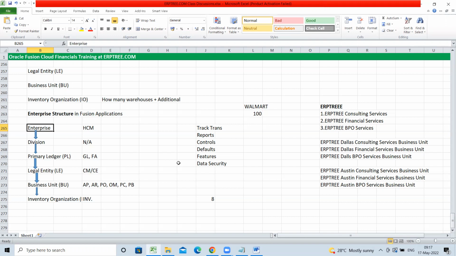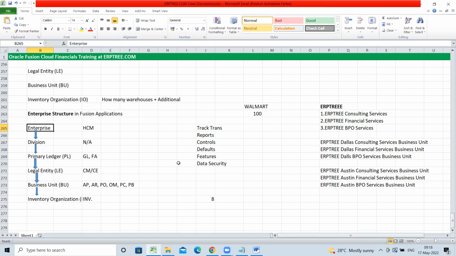Lakshman, maybe if you are covering this in future, I'm asking the question here. Regarding why we are saying that FA is tied to the primary ledger, what is the link? Because FA is also something like a subledger, right? Yes. When you record transactions in every application, we need a primary ledger. In every application, we need a primary ledger.